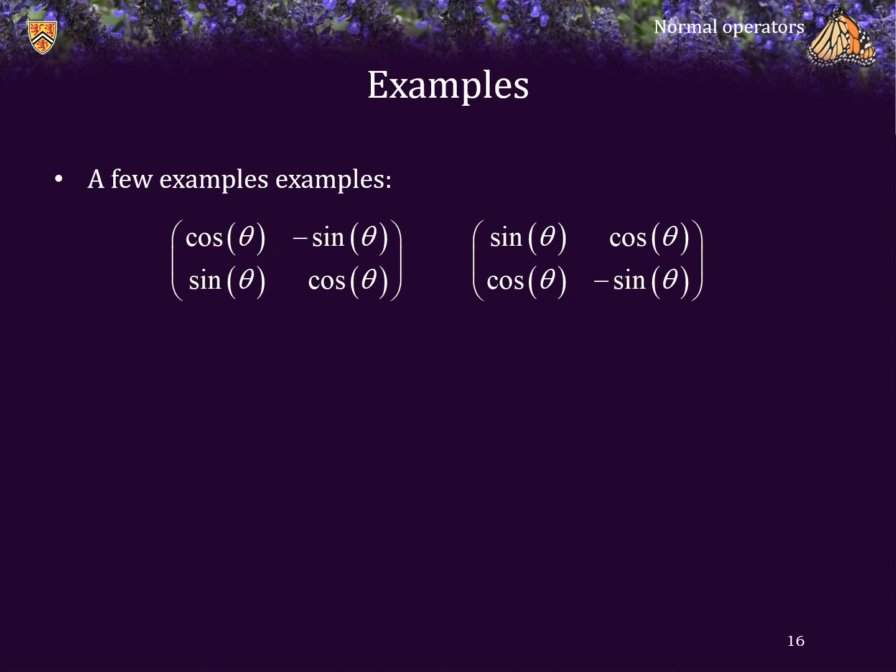So a few examples. In R2, the only possible isometric matrices are these rotation matrices. So on the left, we see that the determinant is cos squared plus sine squared, which is equal to 1. And we do note that the two column vectors are orthogonal, as are the two row vectors.